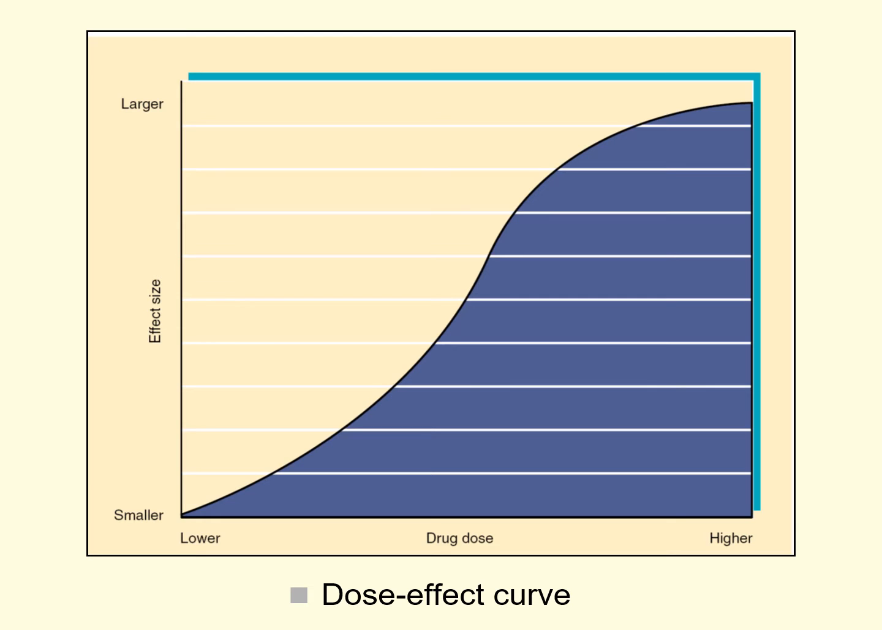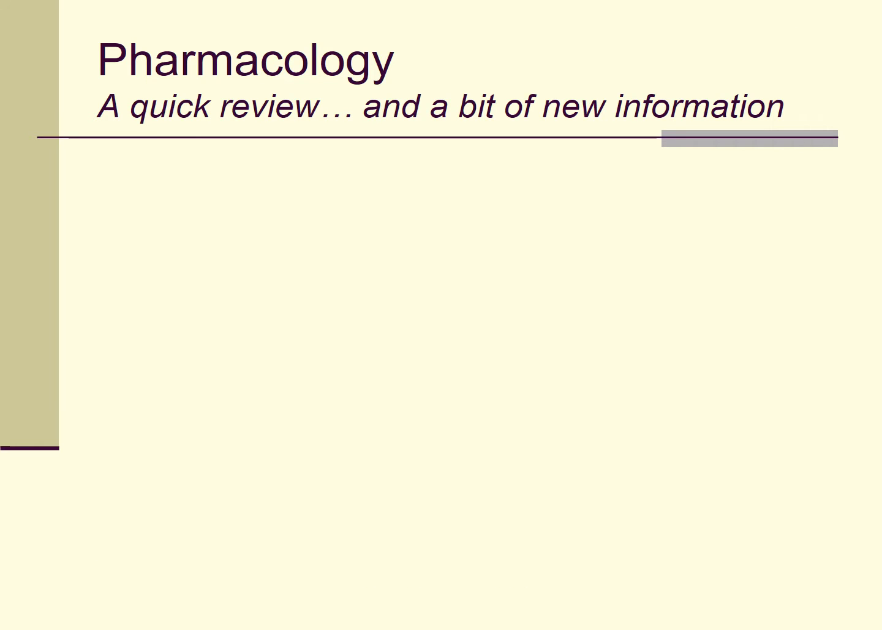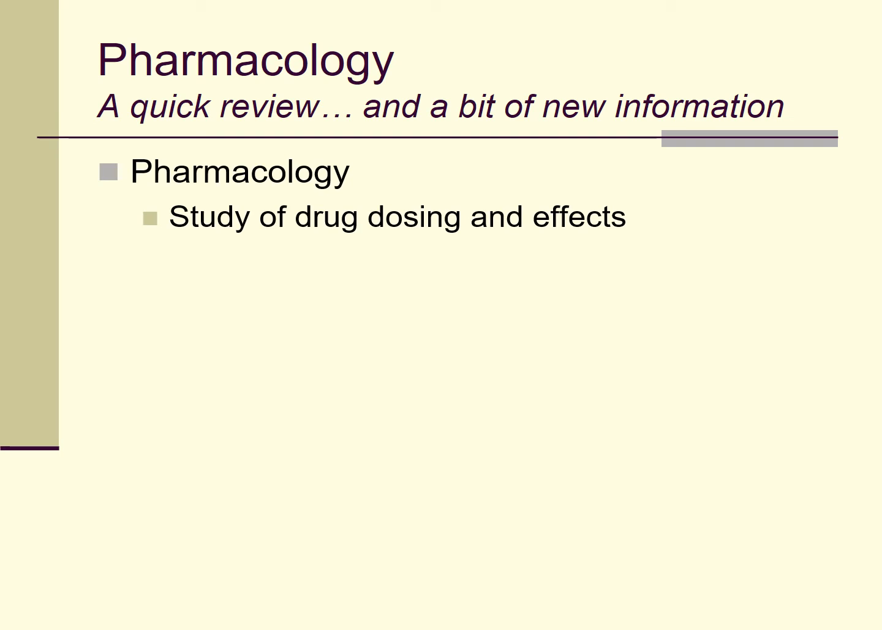Now, these ideas, dose-effect curves and the like, are all basic parts of pharmacology. Pharmacology is very broadly defined as the study of drug dosing and drug effects. It's a very broad area, and if you were studying in pharmacy or in the field of pharmacology, you could spend a very long time looking at all the interesting little nuances of pharmacology. But for our purposes, I think it's valuable to break down this broad field into two subfields or subdisciplines.